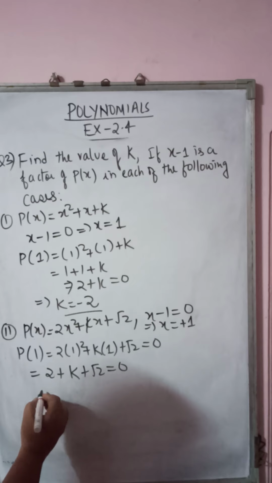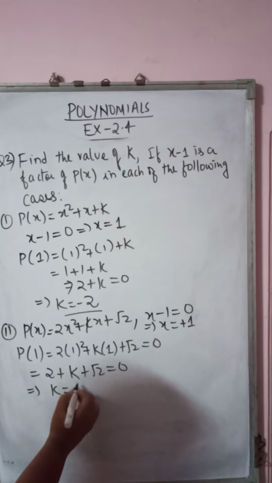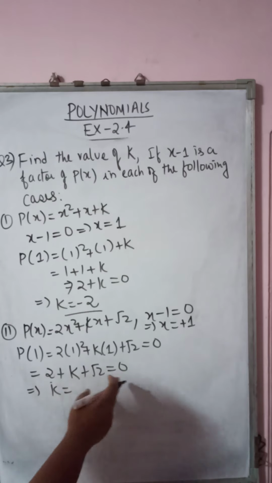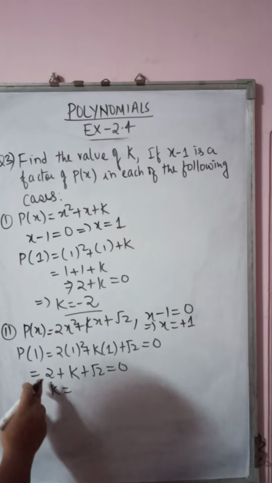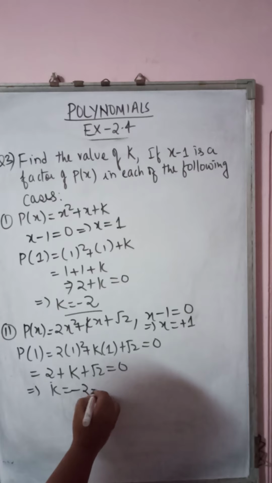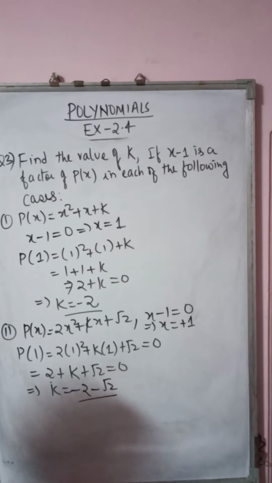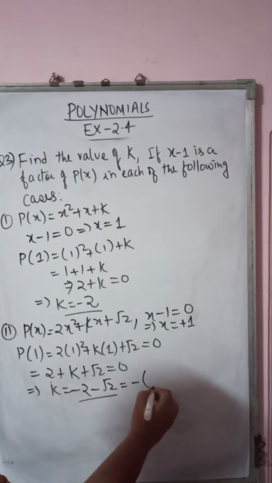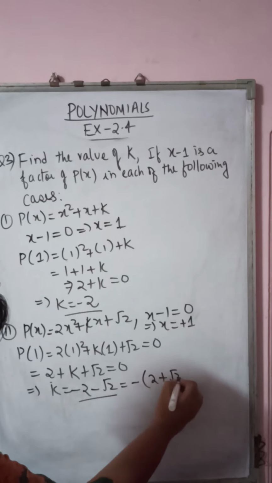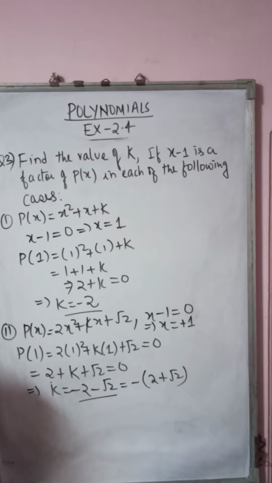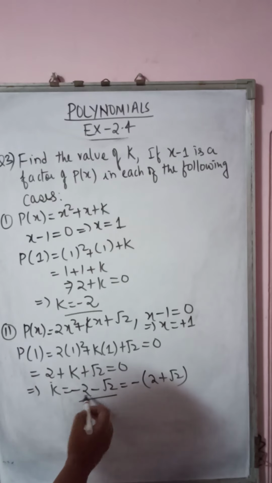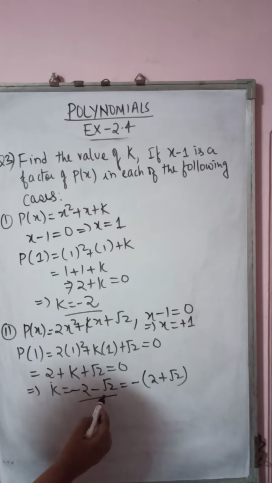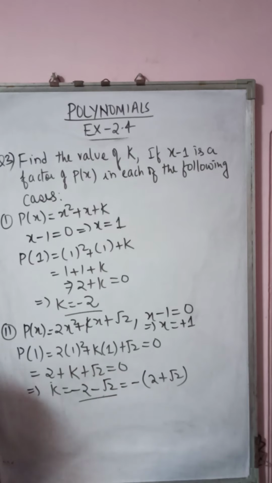So you want the value of k, right? So leaving k, the rest of both the terms will go to RHS. So when it goes to RHS, their sign will be changed. So this plus 2 will become minus 2 and this plus root 2 will become minus root 2. So this will be the answer. If you want, you can take the minus sign common. So it will become minus of 2 plus root 2, because minus is present in both, so minus you can take out common.